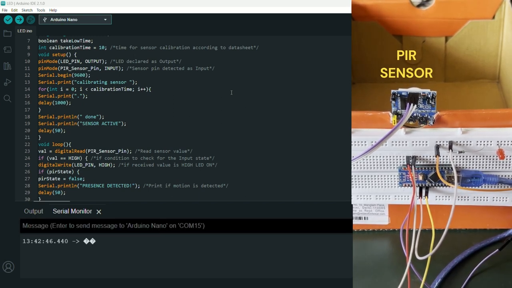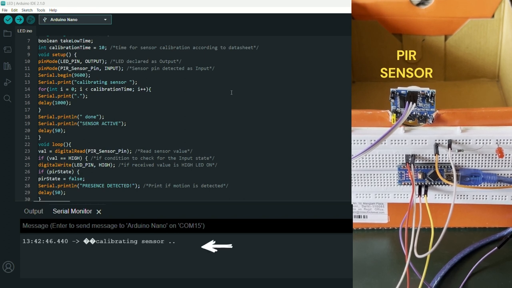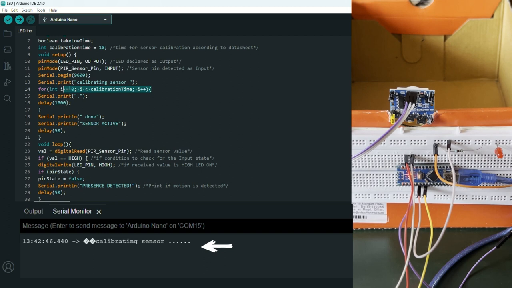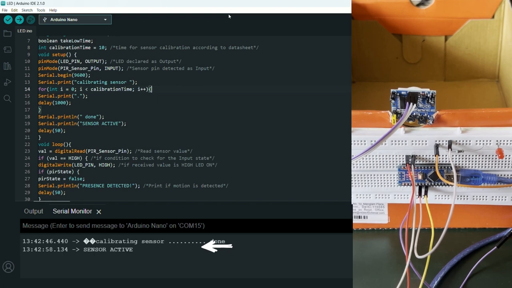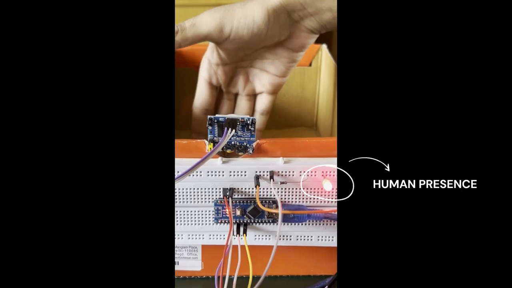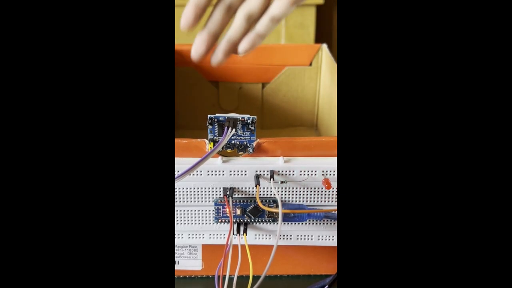So now it's connected. It's taking a calibration time of 10 seconds. After calibrating, we can use it and we can detect human presence. So now the sensor is active, as you can see. Here there was a detection of human presence.